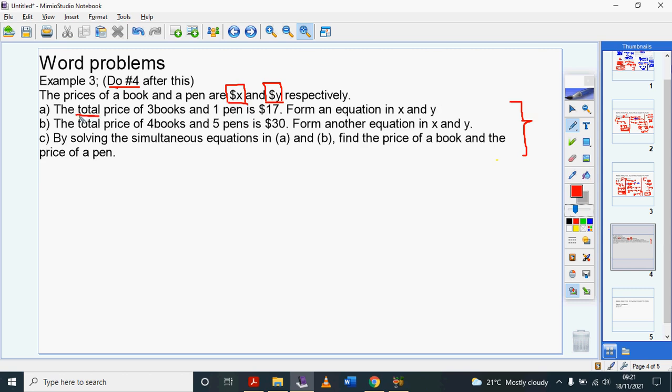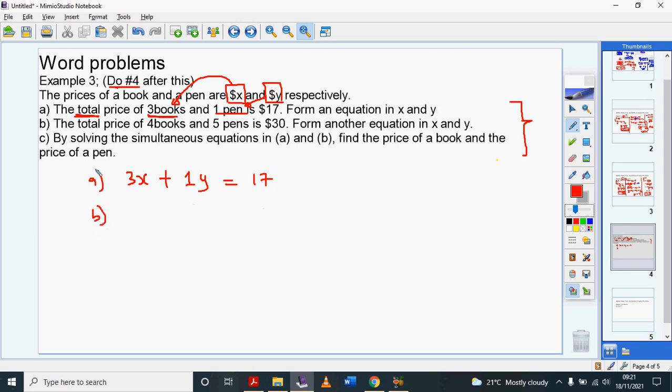The total price of 3 books and 1 pen. Remember, when you see the word total, that means you're going to add. They had earlier said each book is represented by X and each pen is represented by Y. So the total price of 3 books and 1 pen is equal to $17. And they asked you to form an equation. Well, you have already formed the equation, because you have an equation relating X and Y: 3 books and 1 pen, their price is $17.